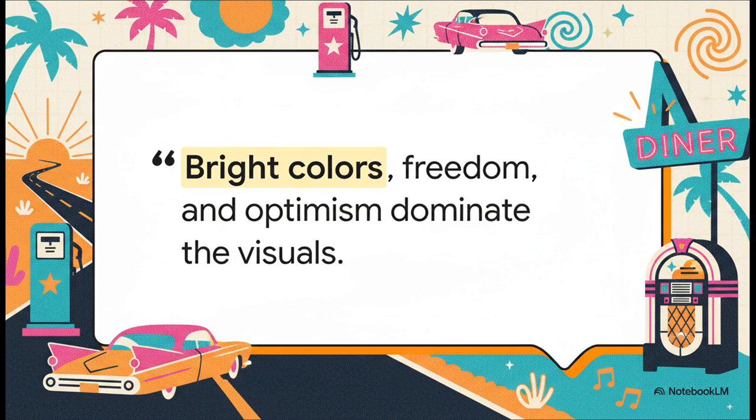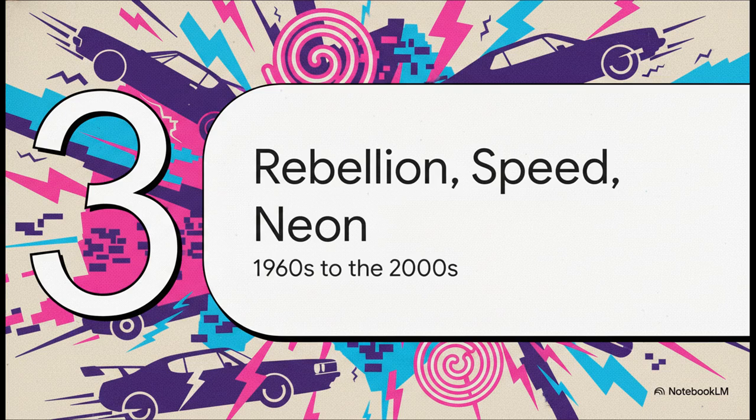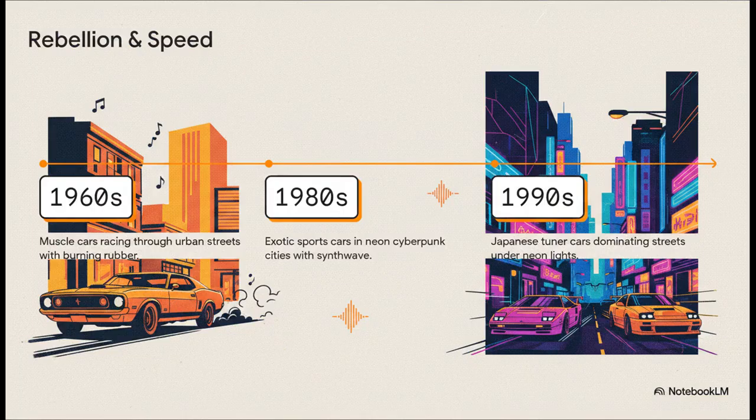All right, moving on to Section 3, Rebellion, Speed, and Neon, covering the 1960s to the 2000s. Over these 4 decades, you can practically hear the soundtrack shifting. We go from jazz to hard rock and synthwave, matching this intensely escalating action. We start off with the roaring, tire-smoking American muscle cars of the 60s and 70s. From there, we accelerate straight into the 1980s with Lamborghini and Ferrari-inspired supercars tearing through neon cyberpunk-style cities.